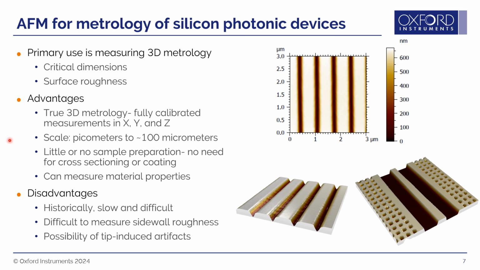And though most of the measurements focus on metrology, we do have the capability to measure a wide range of material properties as well. In terms of disadvantages, historically AFM has been considered a slow and difficult technique. However, recent modern AFMs have made image acquisition much faster and much easier, such that it's now much more comparable to an SEM. When we consider silicon photonic devices specifically, there are a couple of challenges. One is that it can be difficult to measure sidewall roughness because it's not always straightforward for the AFM tip to reach these surfaces. There's also the possibility of tip-induced artifacts, which I'll discuss in just a bit.